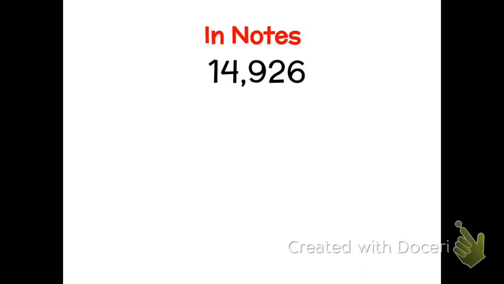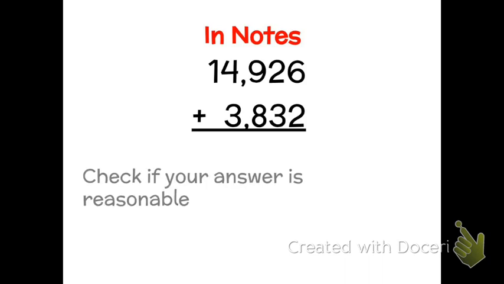So we have 14,926 plus 3,832. And we're going to check if our answer is reasonable. Again, make sure you're writing this down in your notes. 6 plus 2 would give me 8. 2 plus 3 would give me 5. 9 plus 8 would give me 17.